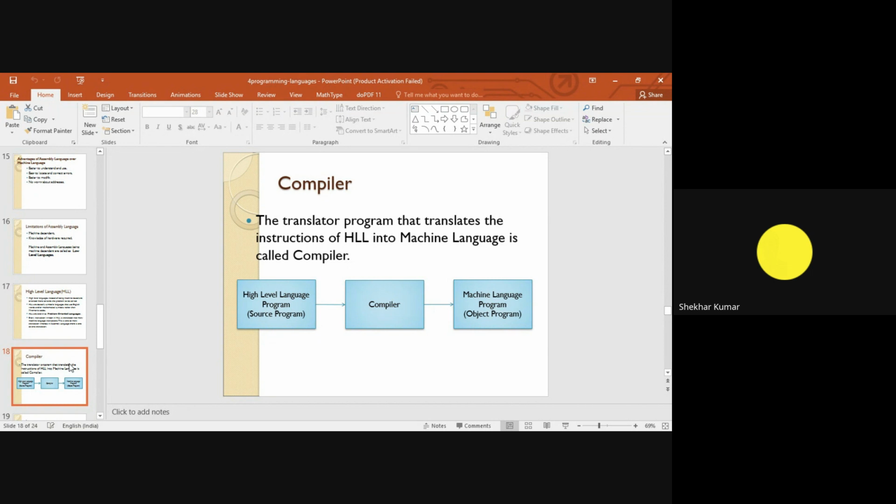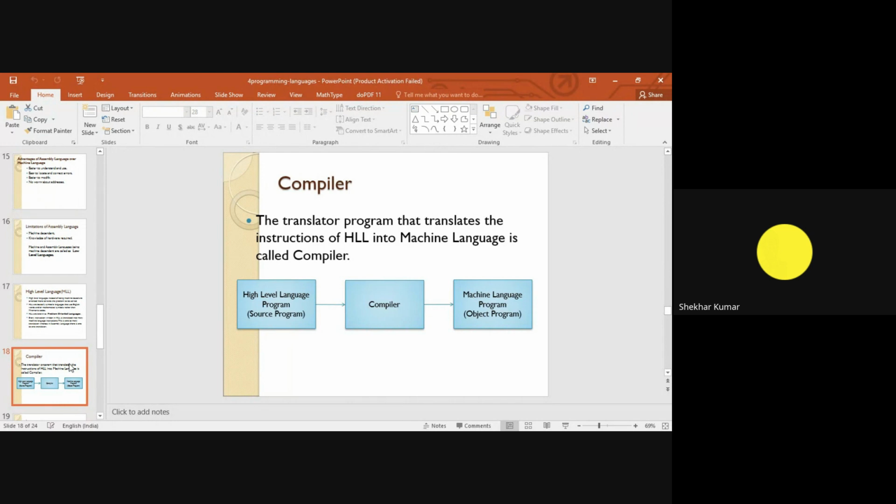Sometimes in the interview it is frequently asked, what is the difference between compiler and interpreter? Compiler translates the whole program at a time, while interpreter translates the program line by line. It converts the program line by line. This is the difference between compiler and interpreter. Interpreter will convert line by line, and compiler will convert the whole program at a time.